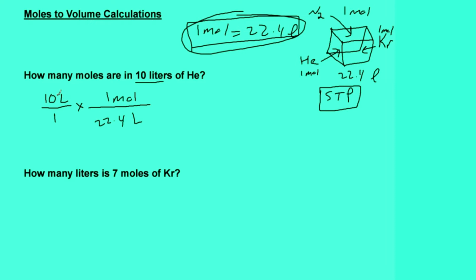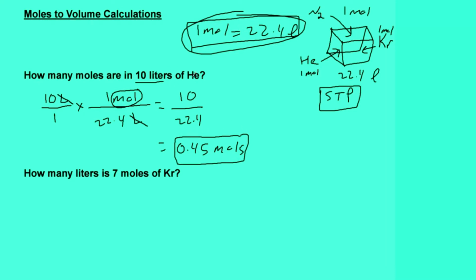So look what happens. Liters here cancels with liters here. And now we multiply across. 10 times 1 is 10. 1 times 22.4 is 22.4. And 10 divided by 22.4 is 0.45 moles. Because look, this is our unit here. It didn't cancel out anywhere, so that's going to be what our unit is. This is our answer. So 10 liters of helium, or any gas really, would be about half a mole.